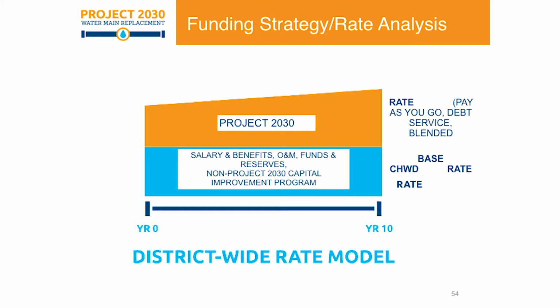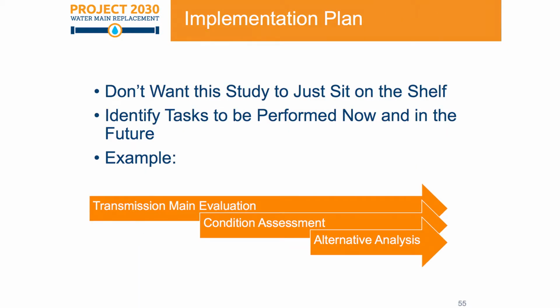So another key item of the study is our implementation plan. As we've said, we don't want the study to just sit on the shelf. We'll be identifying tasks to be performed now and in the future, and that's what Roger and you all will be helping us with. What tasks do we need to include in this study? So once this study is done, we just don't put it on the shelf.